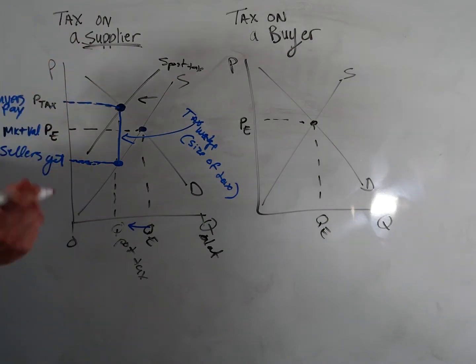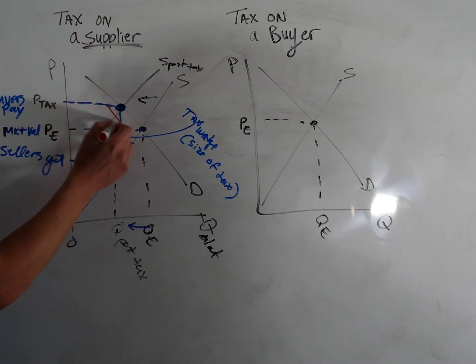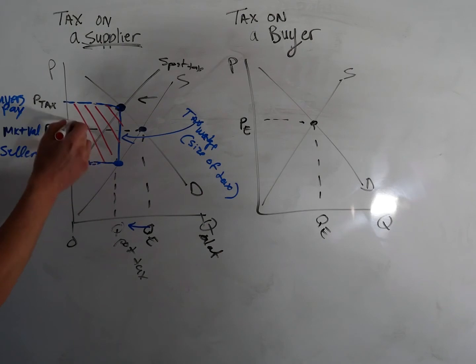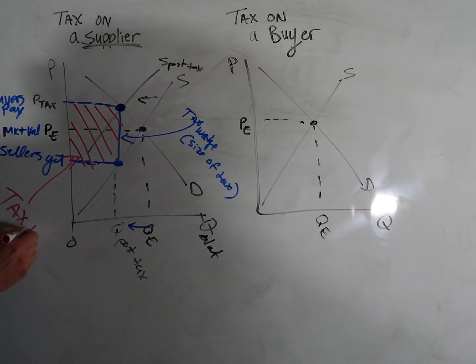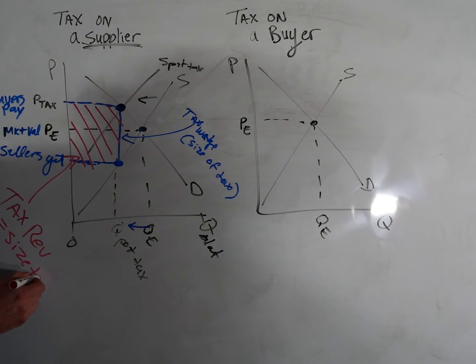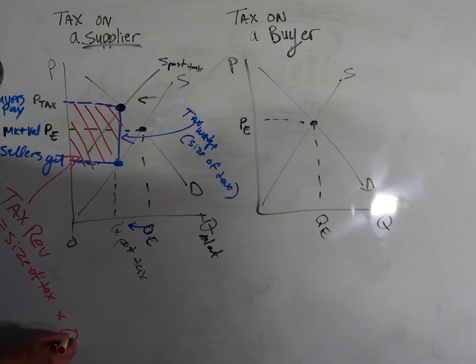And what is this box then? You know what that box is right there? That's the tax revenue. Why is it the tax revenue? Because the tax revenue equals the size of the tax, if I could write, the size of the tax times the quantity taxed.